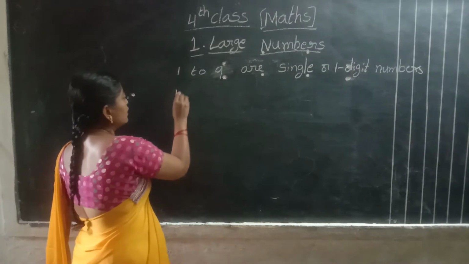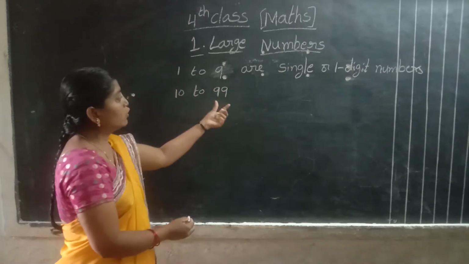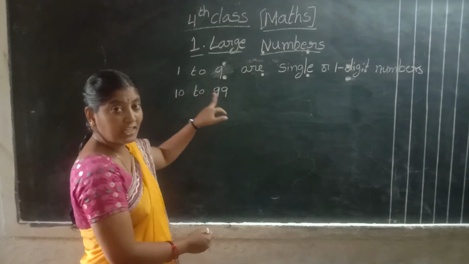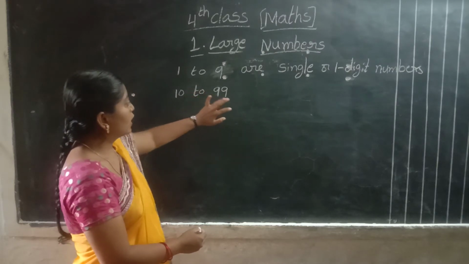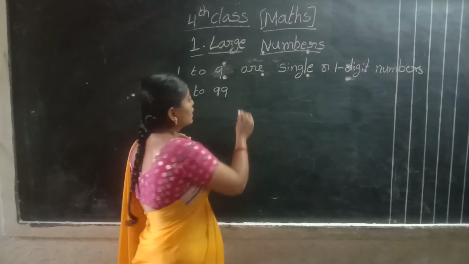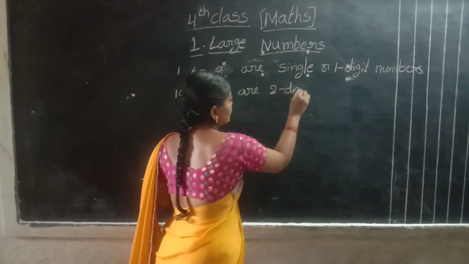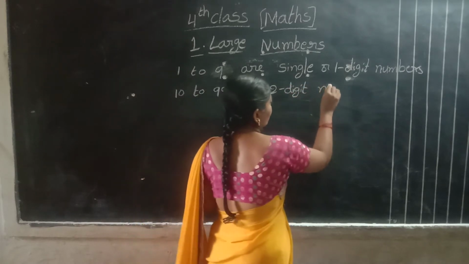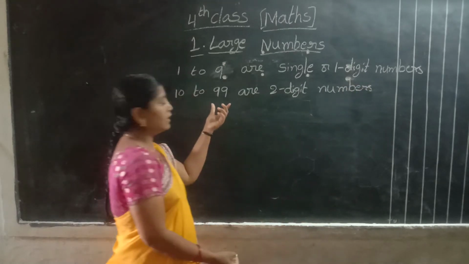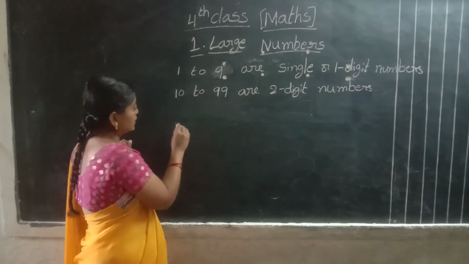Next, 10 to 99. How many digits, children? Count. There are 2 digit numbers. You already learned.